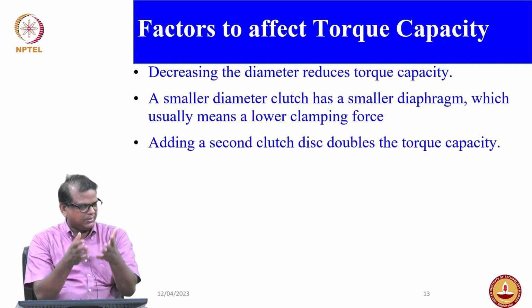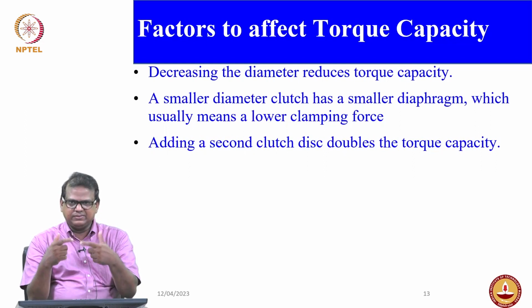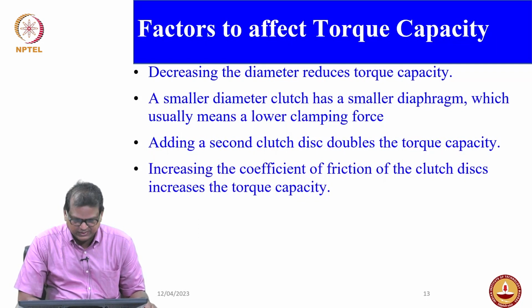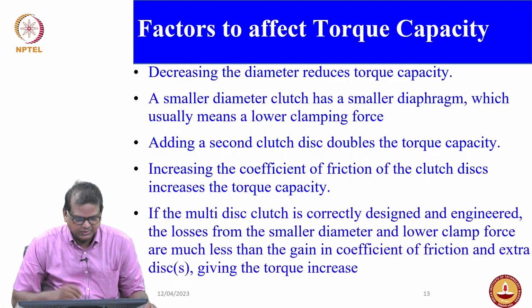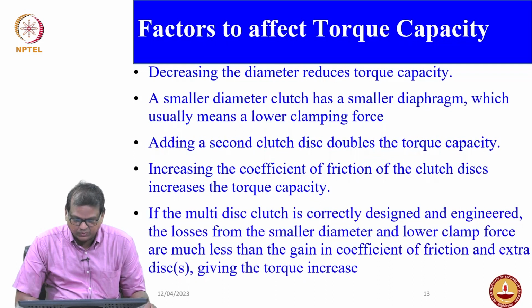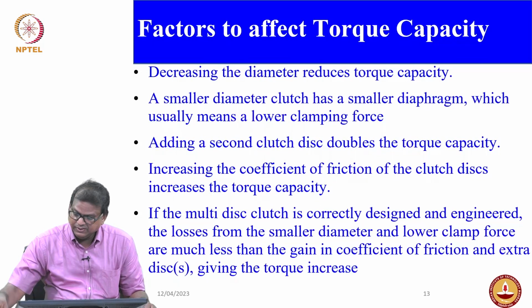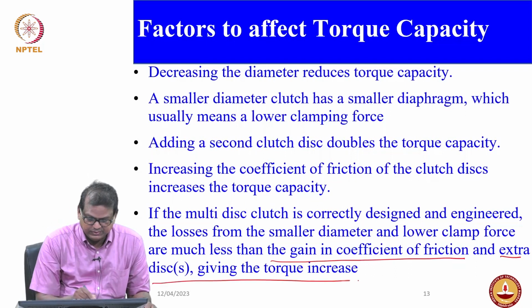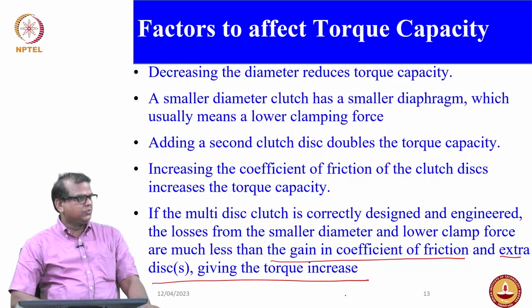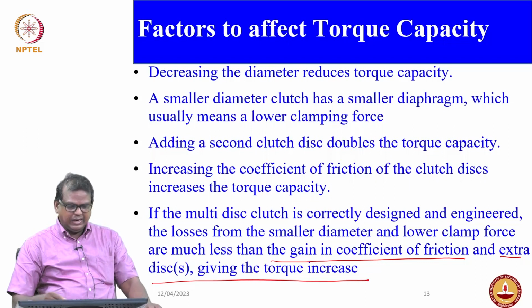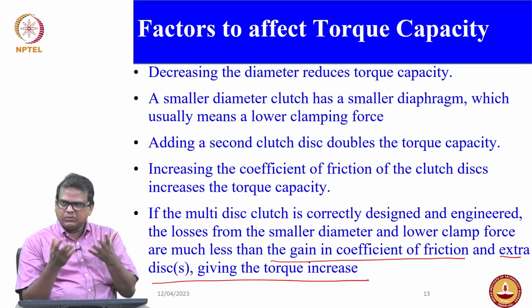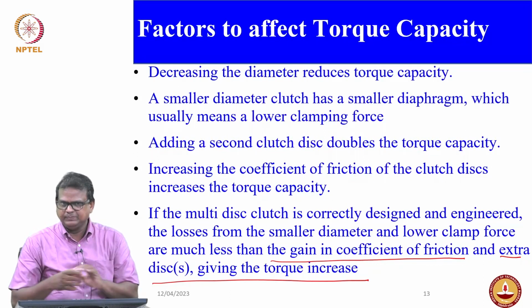The same concept is applicable to the multi-disc clutch. Increasing the coefficient of friction of the clutch disc obviously increases the torque capacity. If the multi-disc clutch is correctly designed and engineered, the losses from the smaller diameter and lower clamp force are much less than the gain in coefficient of friction and extra discs, giving a torque increase. Understand, please, okay. So, it is better if you have a higher coefficient of friction and more discs, that means more frictional surfaces, which will contribute to increasing your torque capacity.